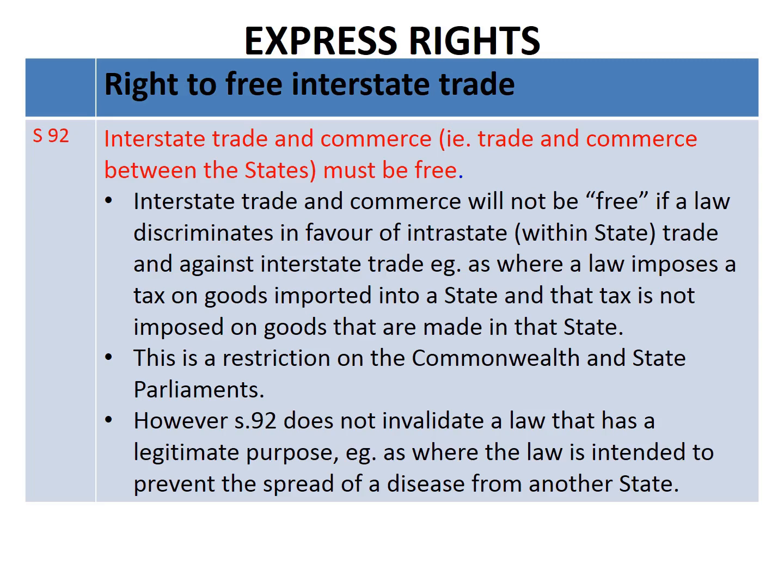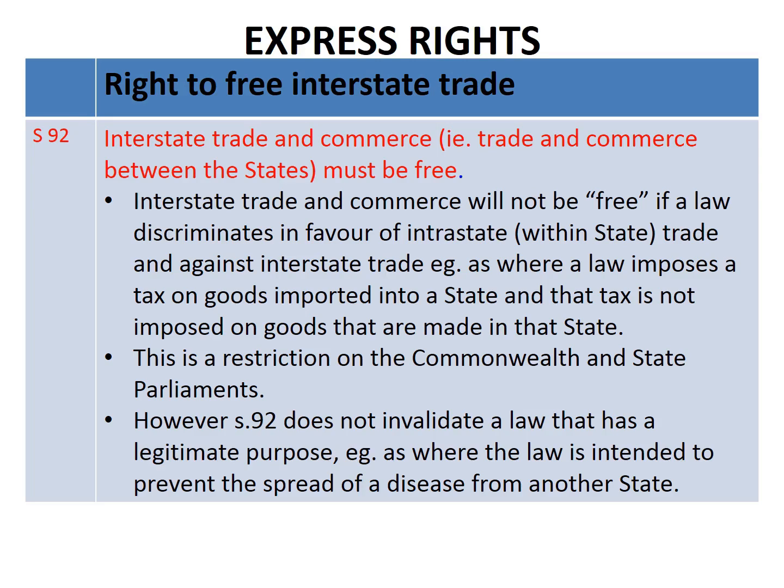Well, what does this mean? The best way of answering this question is to think about when interstate trade and commerce is not free, so that Section 92 will be breached. Interstate trade and commerce will not be free if a law discriminates in favour of trade within a state, that is intrastate trade, and against trade between states, that is interstate trade. Let's illustrate that with an example. Suppose the Victorian Parliament were to impose a tax on goods that were imported from New South Wales into Victoria.